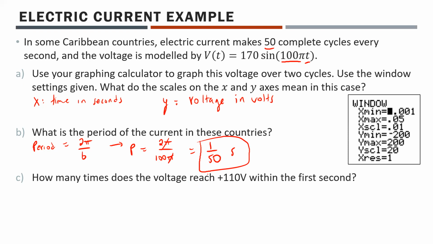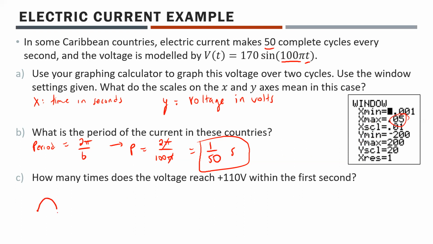Question C, how many times does the voltage reach 110 volts within the first second? If you were really crazy, you could have tried to punch this into your graphing calculator and then set your x max to 1 full second and then counted it. But that would have taken forever. We can use just a little bit of intuition and logic on this one. We know it completes 1 full cycle in a 50th of a second.